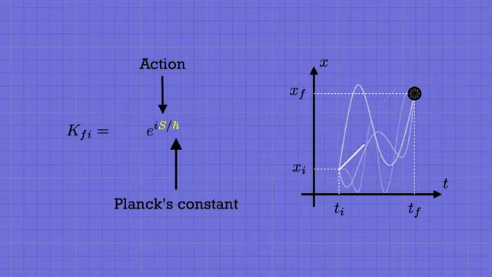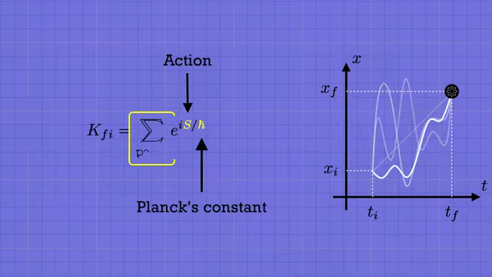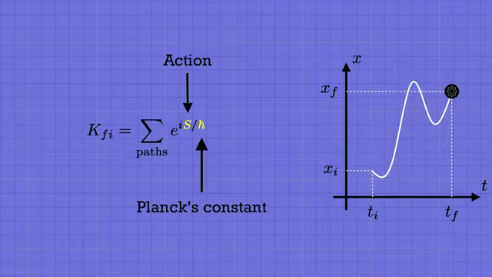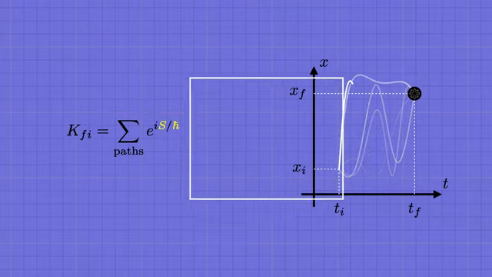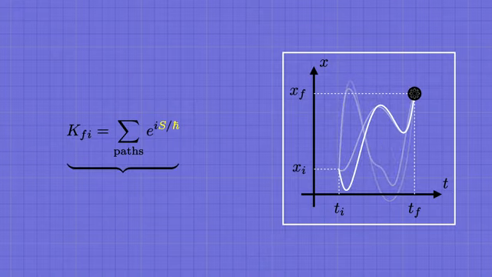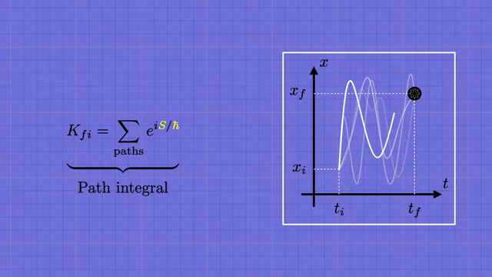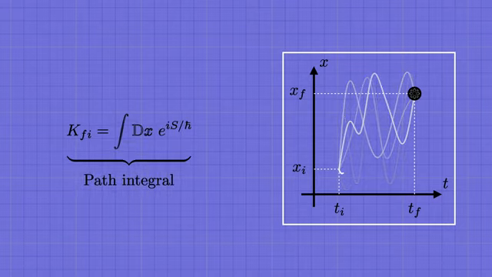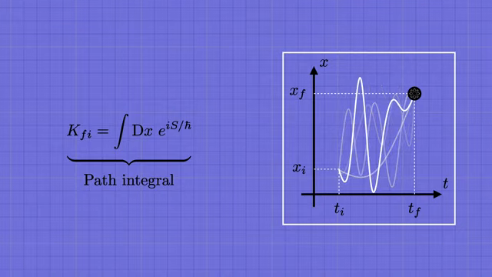And now, to find the total amplitude for the particle to go from point i to point f, we add up these contributions from all the possible paths. This is Feynman's procedure for computing the quantum mechanical amplitude. Of course, the set of all these paths isn't a finite list, so this isn't really a discrete sum. It's a sort of integral called a path integral. And so we more often write it using a notation like this. And that's why this is called the path integral formulation of quantum mechanics.